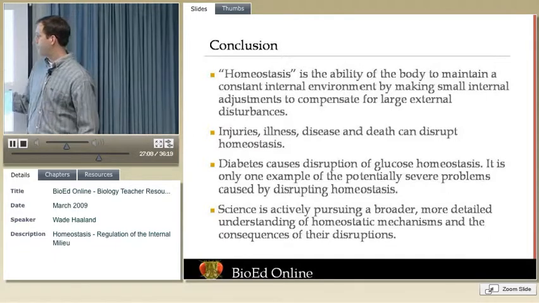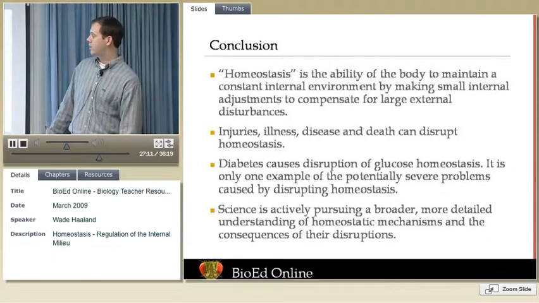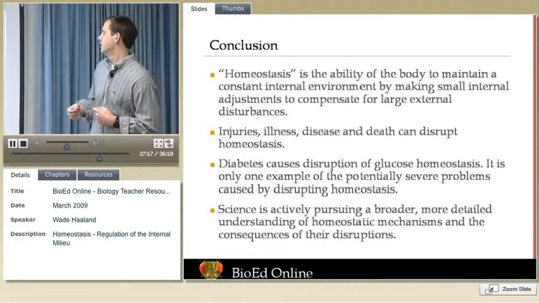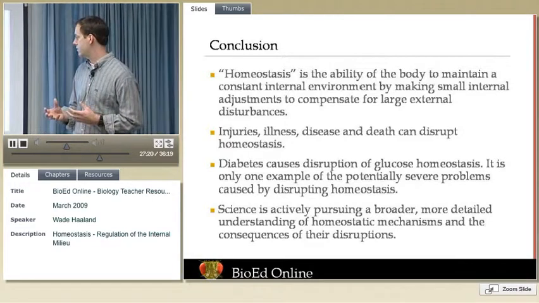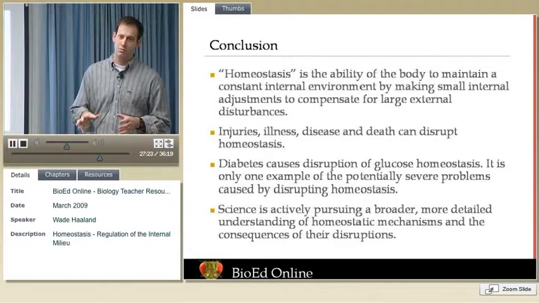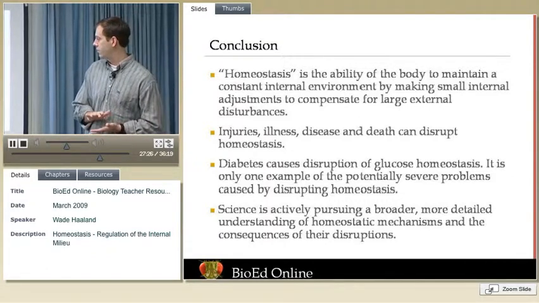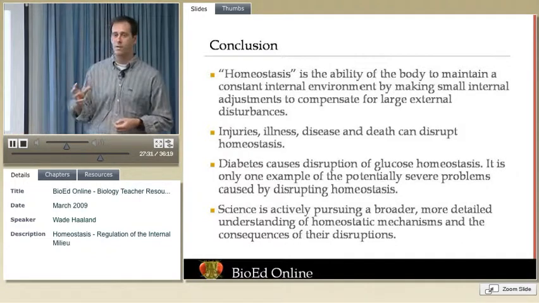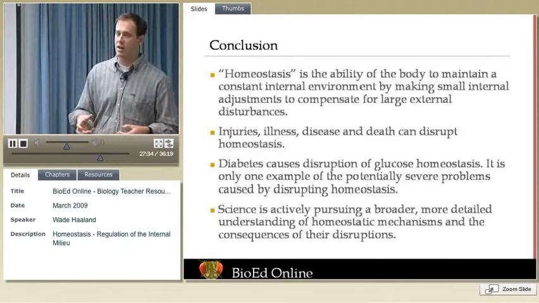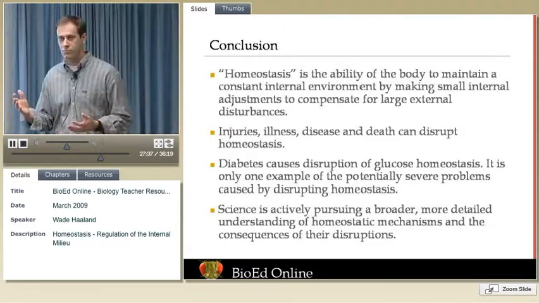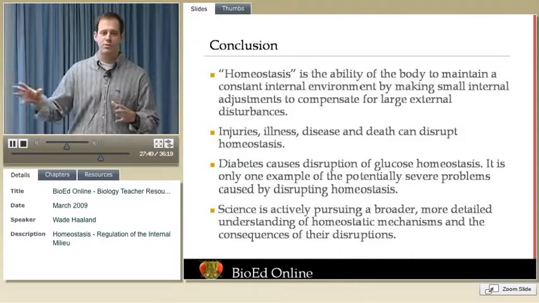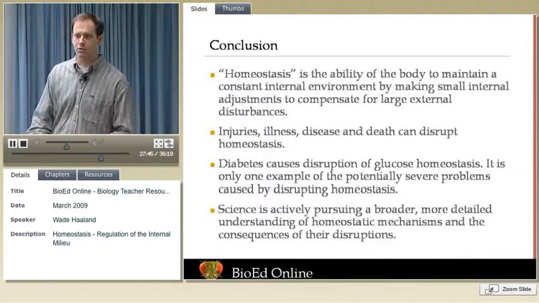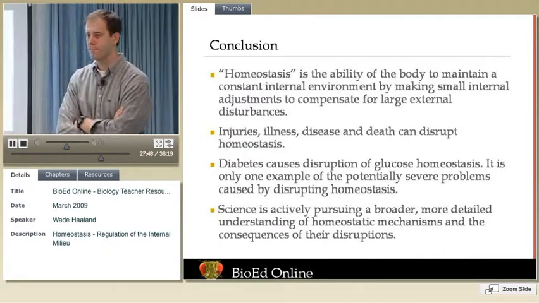Illness, disease, death, injuries can all lead to disruptions in homeostasis. We've talked a lot today about diabetes because that's what I know a little bit about. And that's a disruption in glucose homeostasis, and it's only one example of many disruptions in homeostasis. And then lastly, as a little optimistic view, science is actively pursuing a broader and more in-depth understanding of homeostatic systems, in our search to be able to treat patients suffering from disease, illness, injury, etc. Any questions?